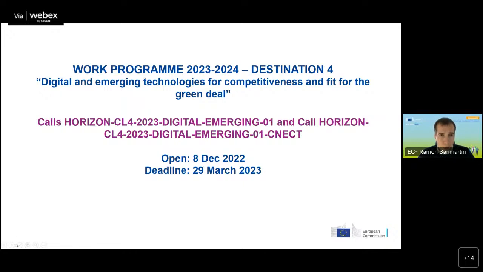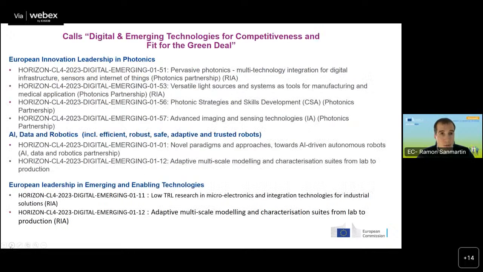These calls are open already, from the 8th of December, and they will remain open until the 29th of March next year. Next slide, please. Within this destination, we have a wide range of technologies and intervention areas being covered. These are grouped under different headings, around which the presentations will be structured in the following hours. We have Photonics, AI data and robotics, European leadership in emerging and enabling technologies, and there is also another heading covering the quantum-related topics and graphene. So it's a pretty packed destination.